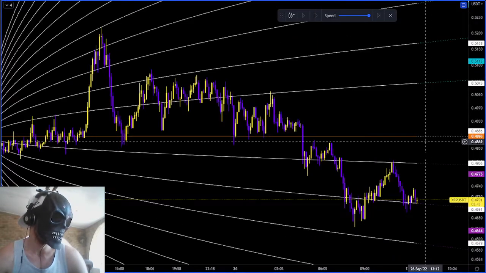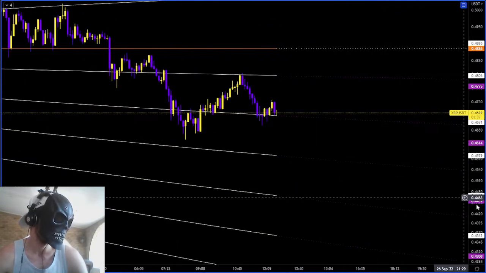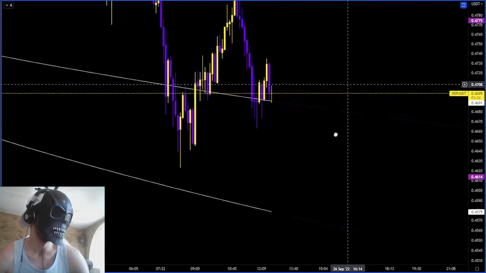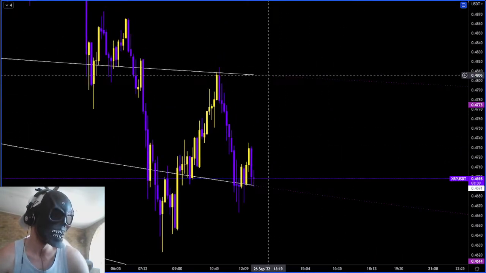So all we're observing is if we close below here, we look for continuation to the downside, which is at 4687 cents, and we look for continuation to the mean if we close above here at 4806.